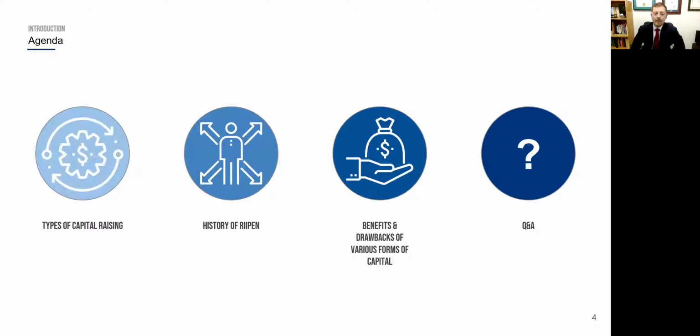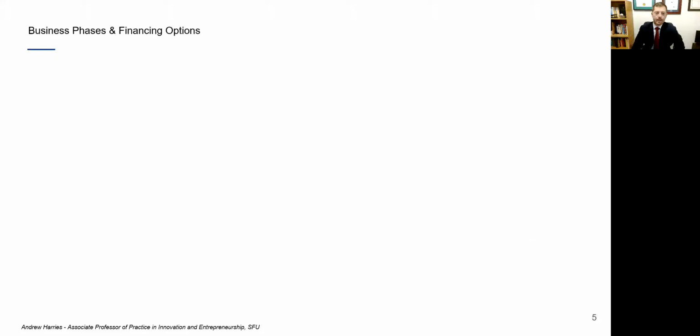As for an agenda today, we're going to talk about the types of capital raising along the life cycle of technology companies. And Joshua will lead us through that. Dave will then share the Riipen journey and the various forms of capital sources they used along the way. We'll then get into a conversation between us with an open Q&A forum regarding the benefits and drawbacks of various forms of capital. I'll now pass the floor over to Joshua.